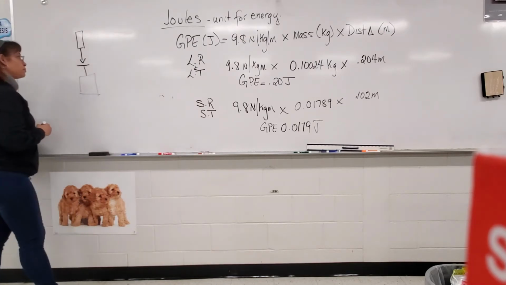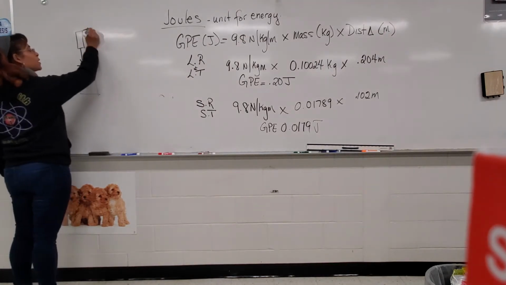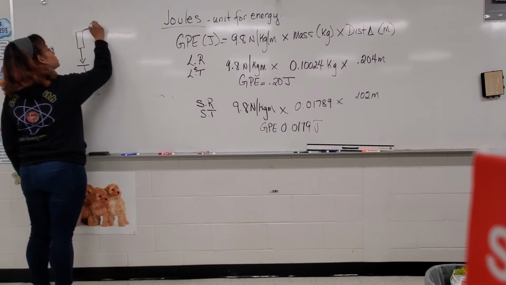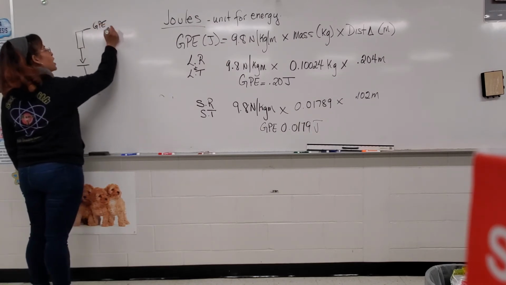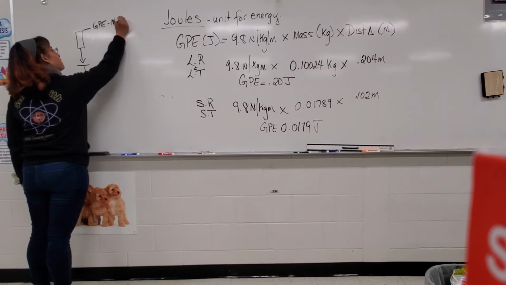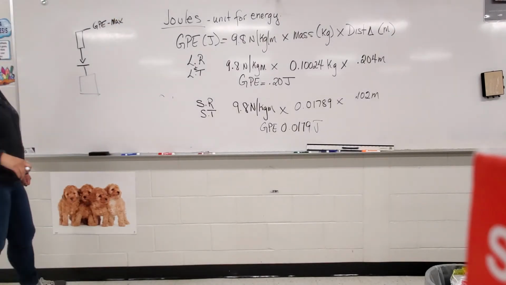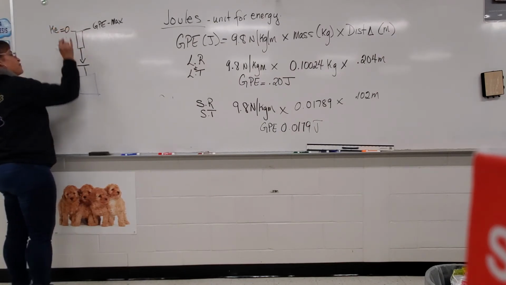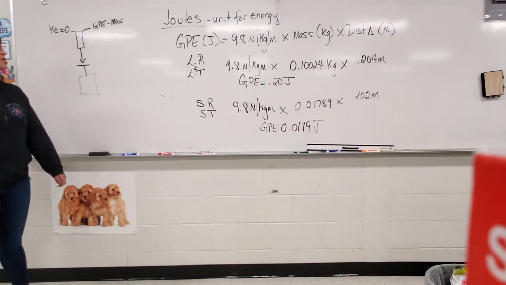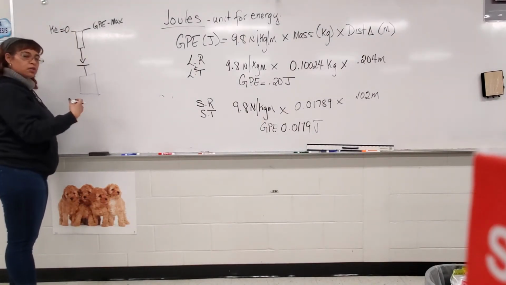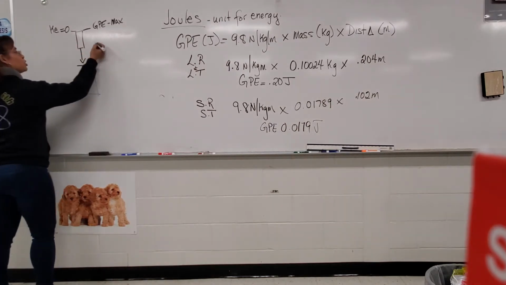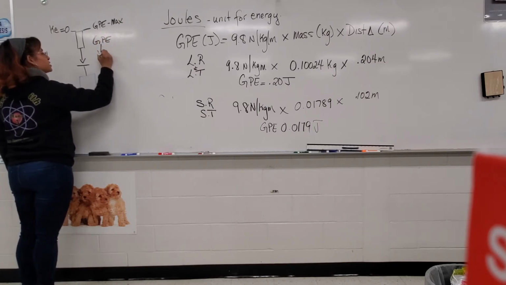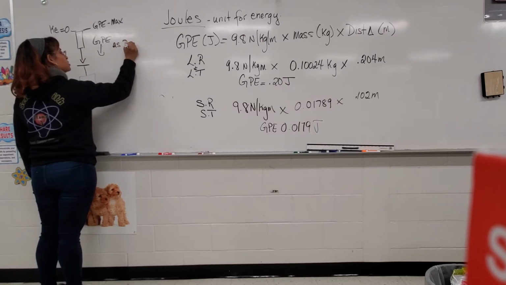At this point, before the rod is released, the gravitational potential energy of the rod is at its maximum. The kinetic energy of the rod at this point is 0. Now, as the rod falls, the gravitational potential energy decreases.